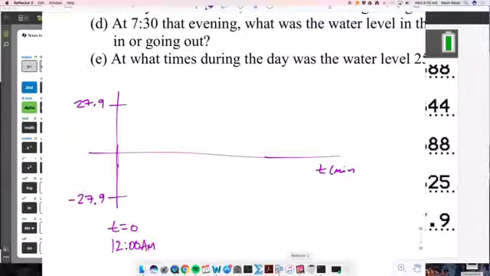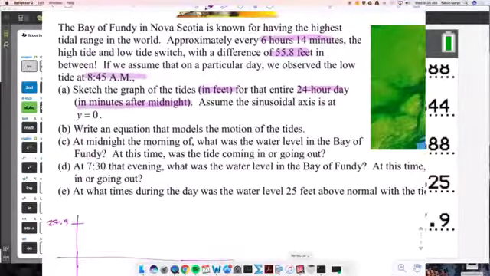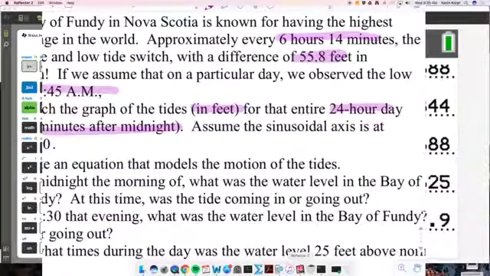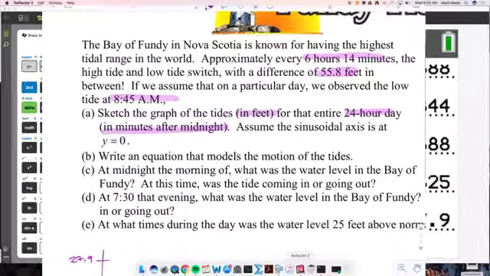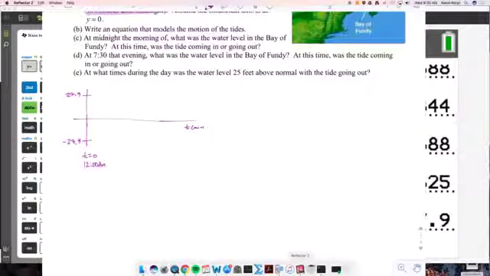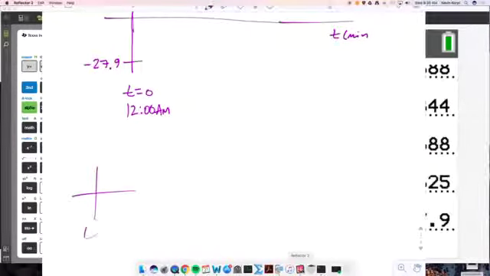All right, so there's the y-axis. We've got it set up. Now we have to see where we are at a given time. It says that we observed the low tide at 8:45 a.m. We're going to need a sacrificial axis. Here's 0. Here's 8:45 a.m.